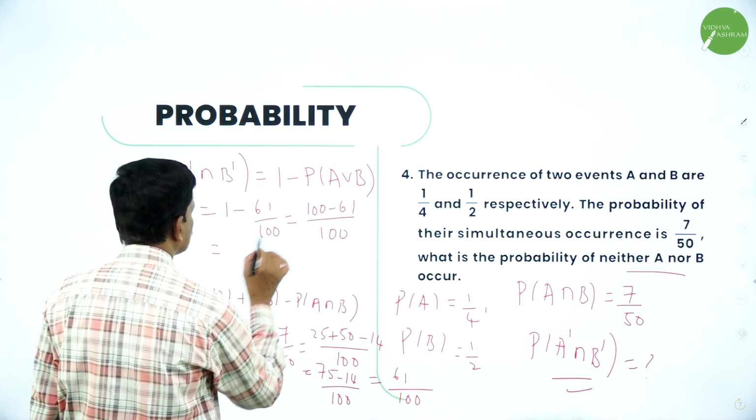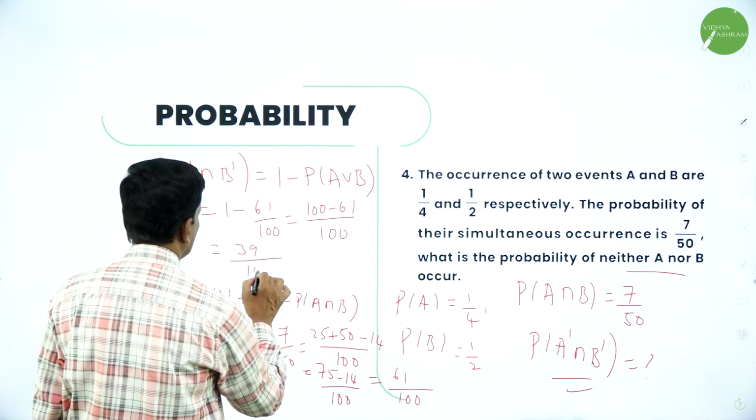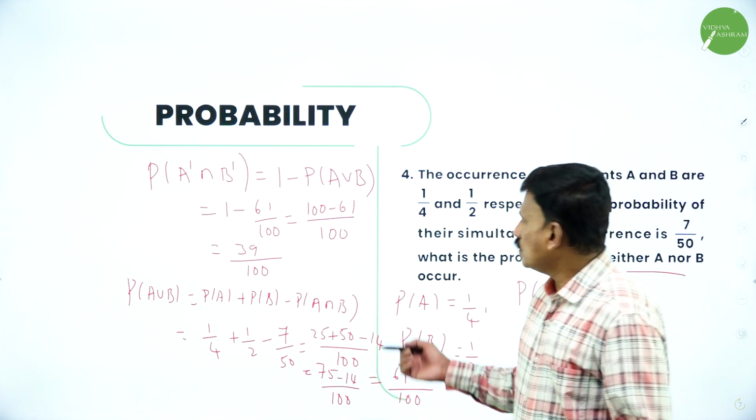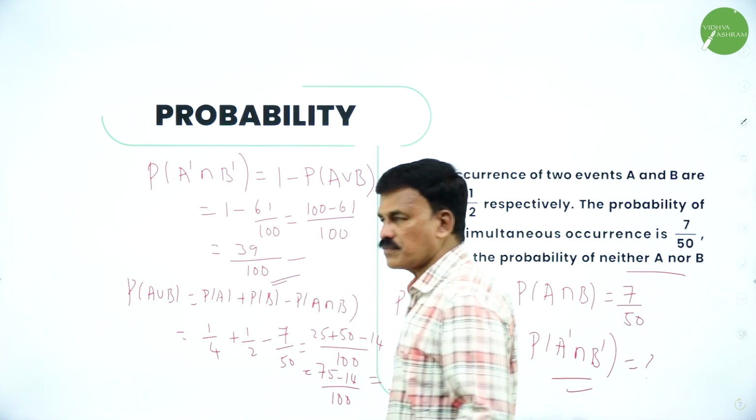That's equal to 39 divided by 100. Simplify this, if it's possible to simplify. Otherwise, you can keep it here itself.